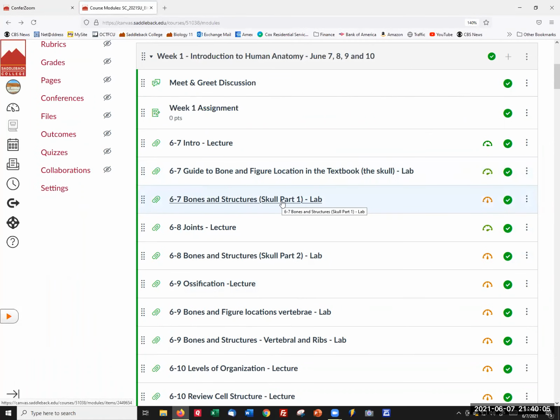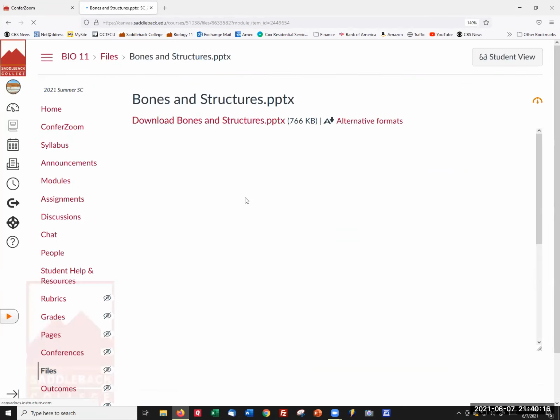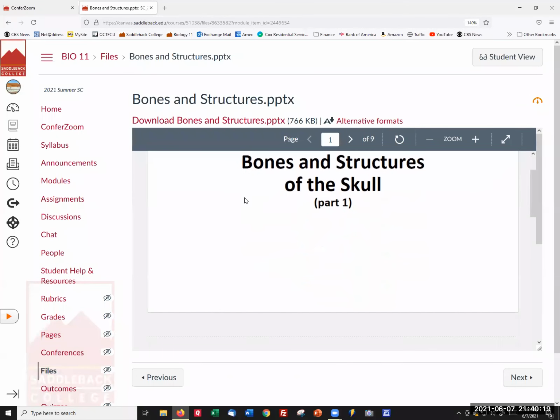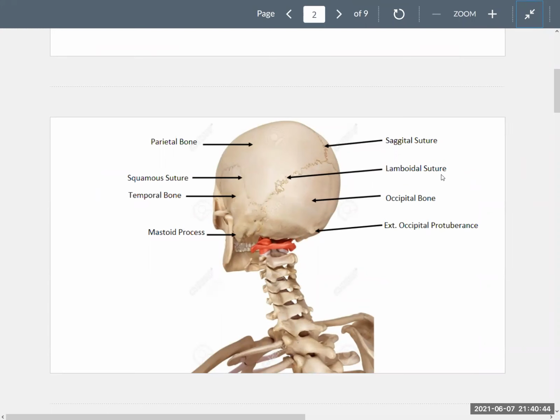Okay, part 1, that's today, 6.7. The last thing we have to do, the bones and structures, part 1 of the skull. This is going to be without reference to the book today. Okay. First, we're looking at the sutures.